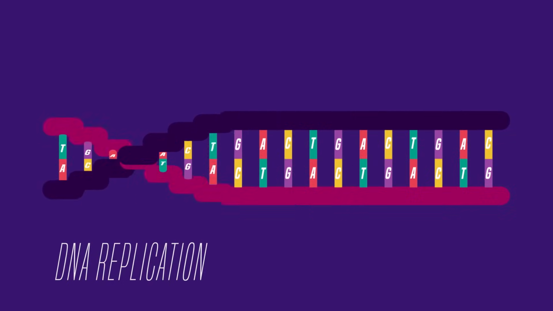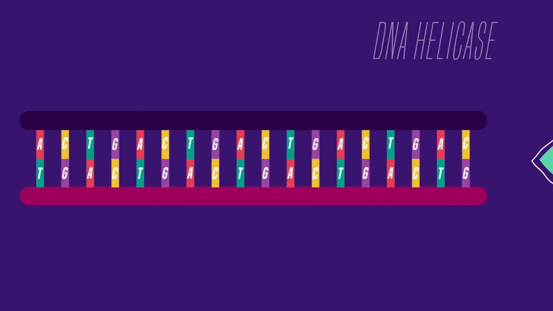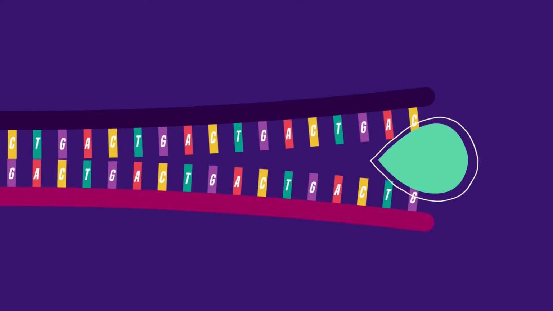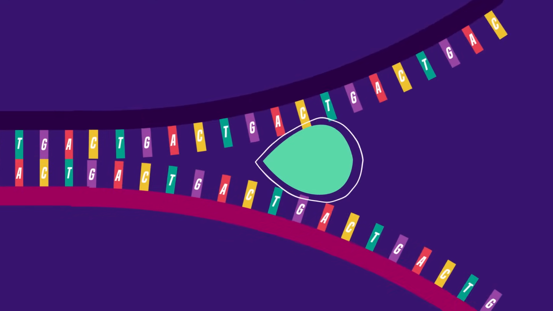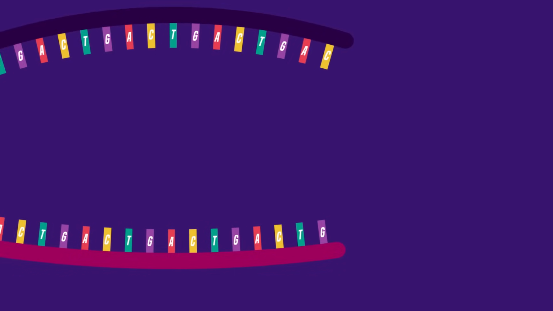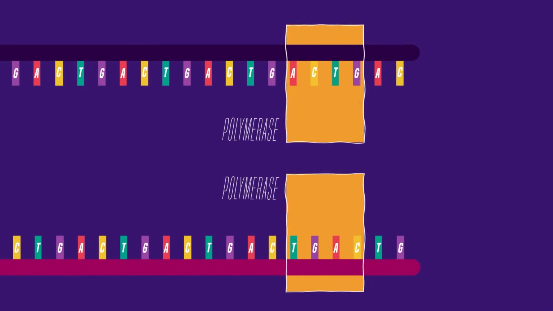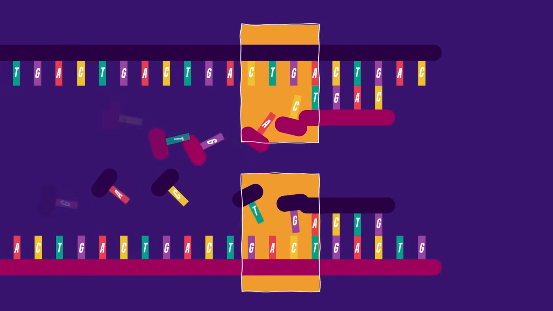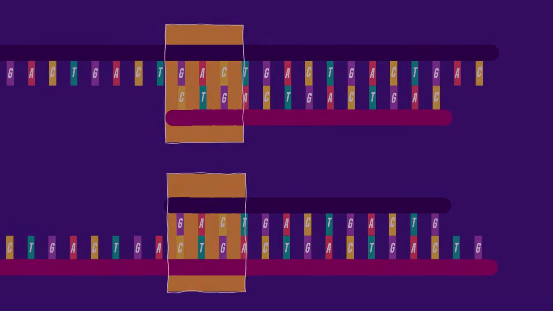During DNA replication, the double helix unwinds. Then, an enzyme called DNA helicase unzips the DNA so the two strands are separated. This happens at several points along the DNA. An enzyme called DNA polymerase attaches itself to the DNA strands and is used to add complementary free nucleotides to the now exposed bases on both strands.